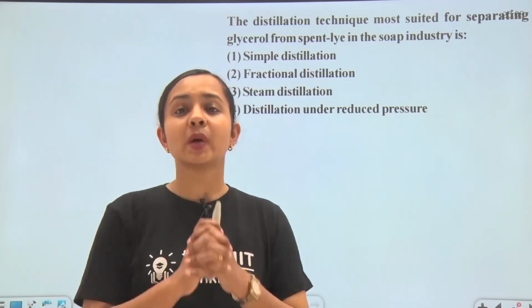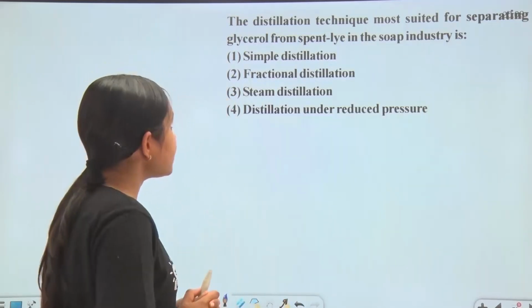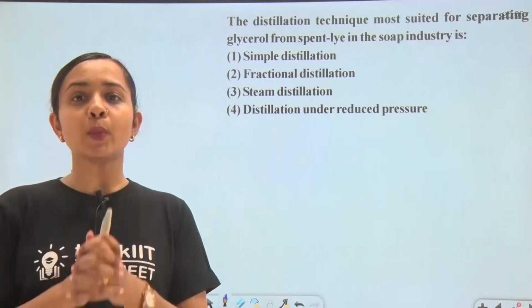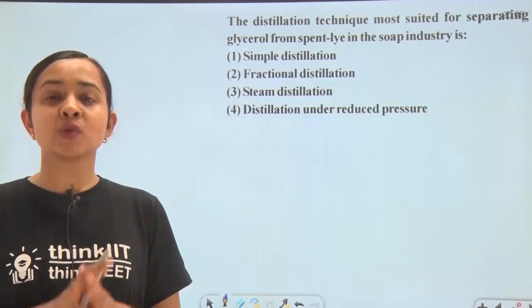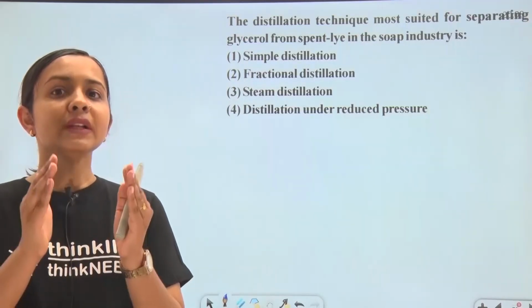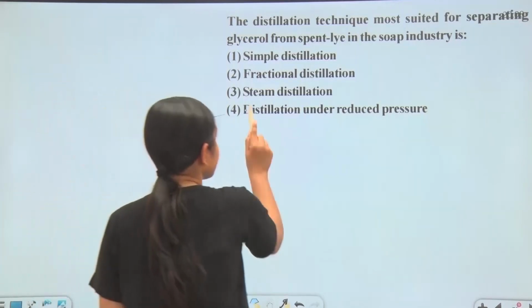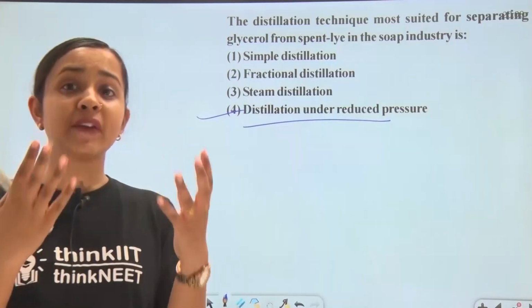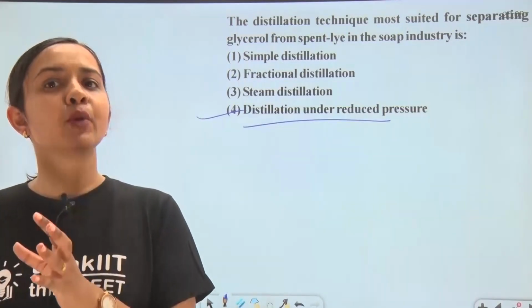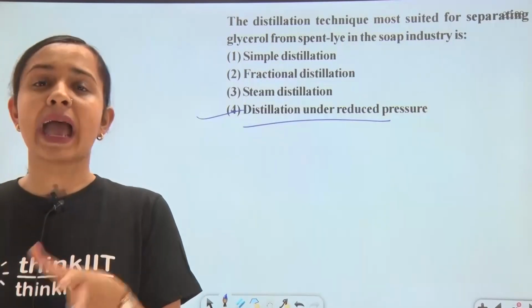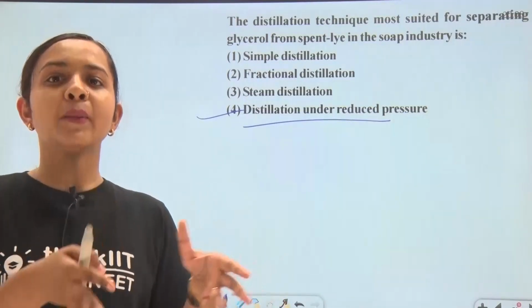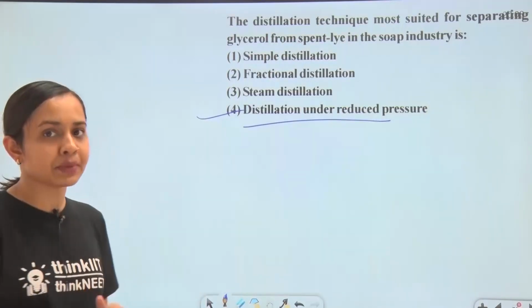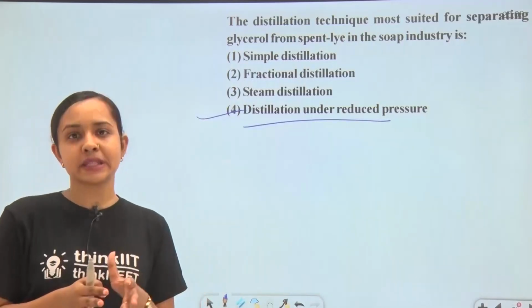Hello dear students. So our next question is, the distillation technique most suited for separating glycerol from spent lye in the soap industry is. In the soap industry, to separate glycerol from spent lye, we will use distillation under reduced pressure, right? And this technique is used to separate a mixture which has a high boiling point but can decompose at or below its boiling point. That type of mixture can be separated by distillation under reduced pressure, and this technique is used to separate glycerol from spent lye.